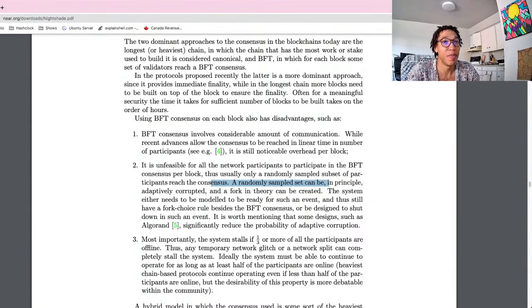Again, those same overhead issues make it unreasonable for every single node to vote at the same time. So it's kind of like you're also sharding out the votes by randomly choosing who votes or who attests in each block. A randomly sampled set can be, in principle, adaptively corrupted, and a fork, in theory, can be created. The system either needs to be modeled to be ready for such an event and thus still have a fork choice rule besides the BFT consensus, or be designed to shut down in such an event. It is worth mentioning that some designs, such as Algorand, significantly reduce the probability of adaptive corruption.